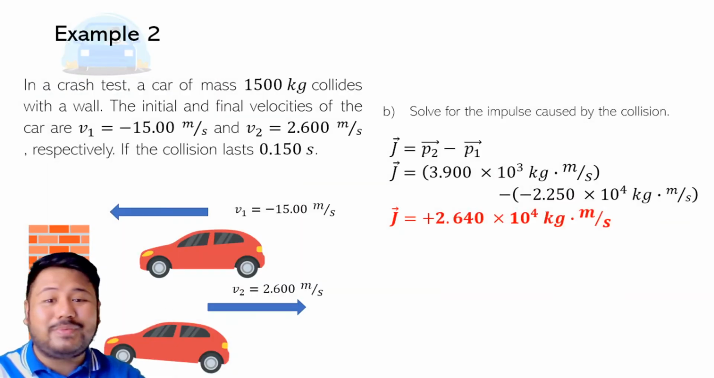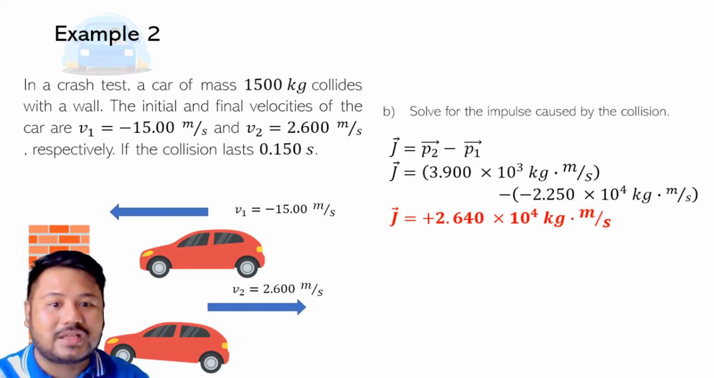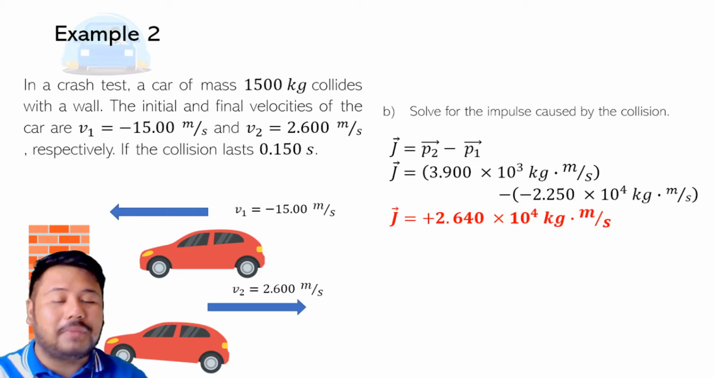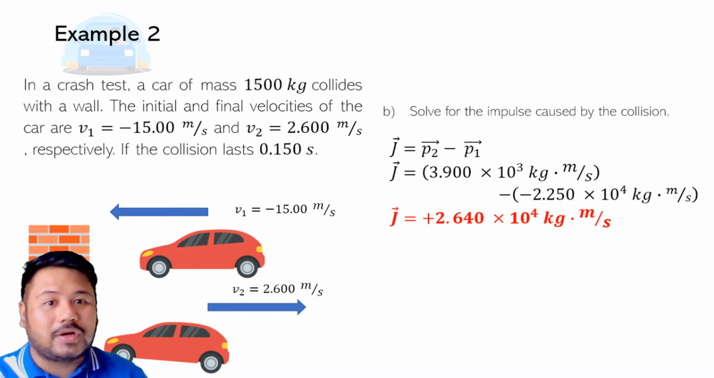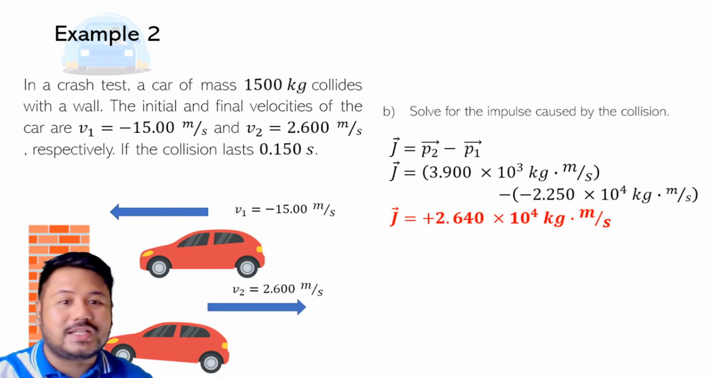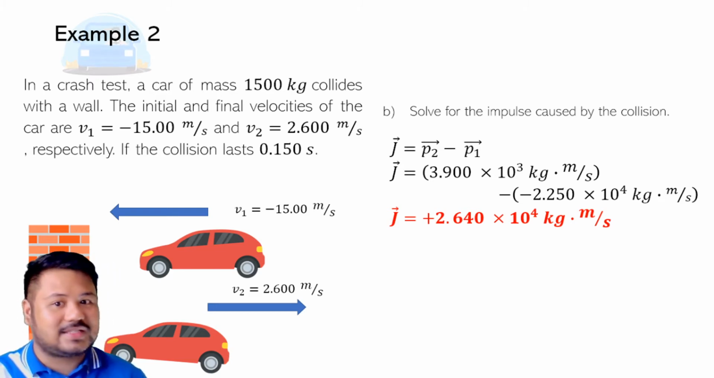Solving for letter B will be easier. From part A, we could easily solve for the impulse from the collision using the impulse-momentum theorem. So, impulse is just equal to the change in momentum. That's why you have p2 minus p1. And now we have our impulse that is positive 2.640 times 10 raised to 4 kilogram meters per second. It is positive because most probably the force being acted on our car is pointing towards the positive x direction.